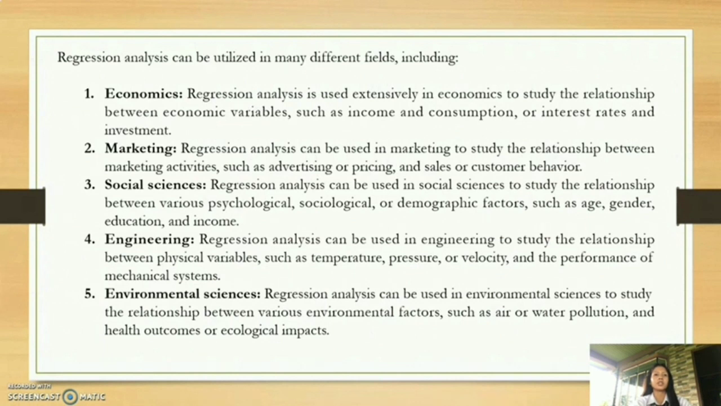Fourth one, engineering. Regression analysis can be used in engineering to study the relationship between physical variables such as temperature, pressure, or velocity and the performance of mechanical systems. Fifth, environmental science. Regression analysis can be used in environmental science to study the relationship between various environmental factors such as air or water pollution and health outcomes or ecological impacts.